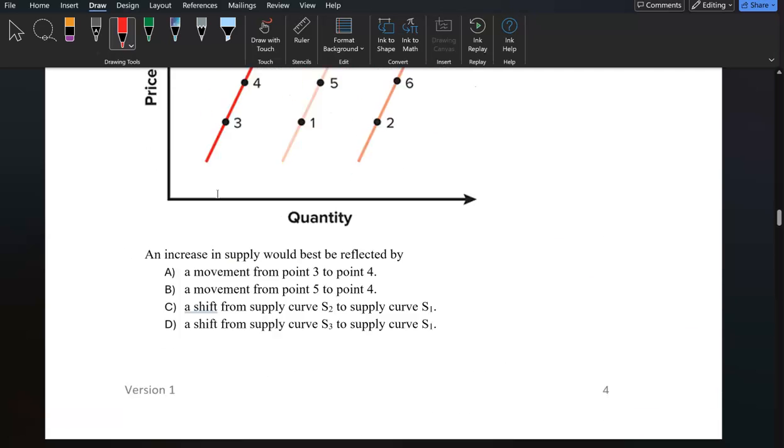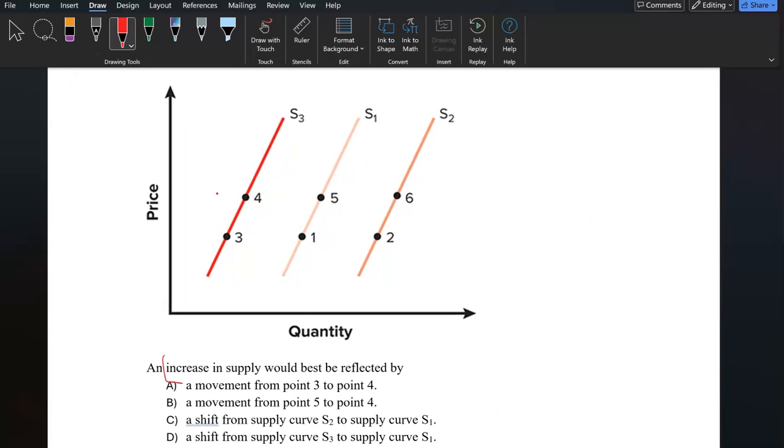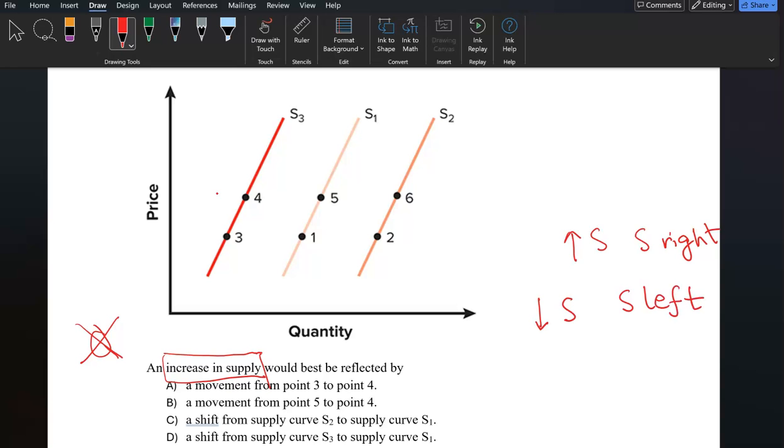Next question, let's see. An increase in supply. Remember, same with the demand curve, I do not have the word quantity anywhere in this question. Whenever it says increase in supply, this would mean the supply curve will shift to the right. However, if it says decrease in supply, the supply curve will shift to the left.